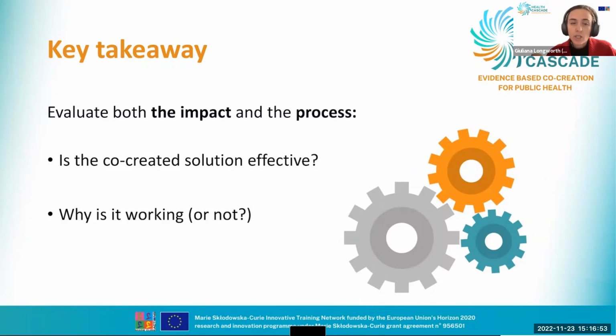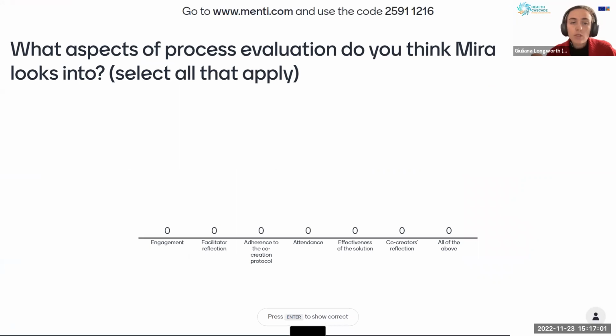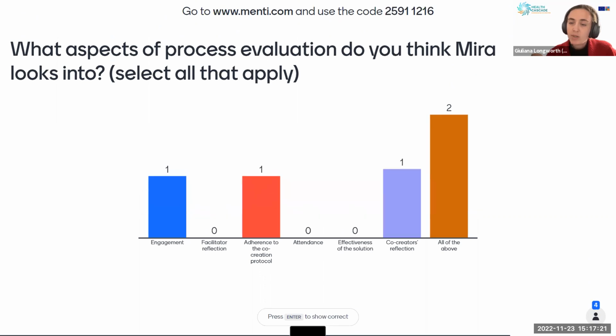So we're going to look now into process evaluation. So we're going to ask you a question around that. So we wanted to ask you, what aspects of process evaluation do you think Mira is looking into? Is it engagement, facilitator reflection, adherence to the co-creation protocol, attendance, effectiveness of the solution, co-creators' reflections, or all of the above?